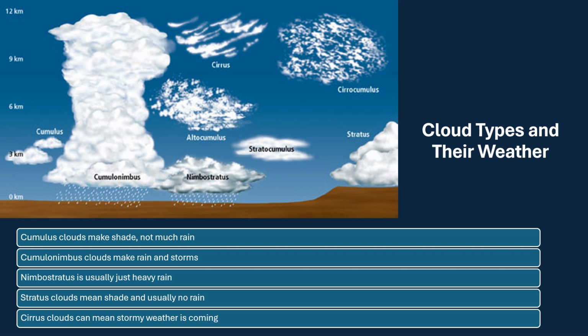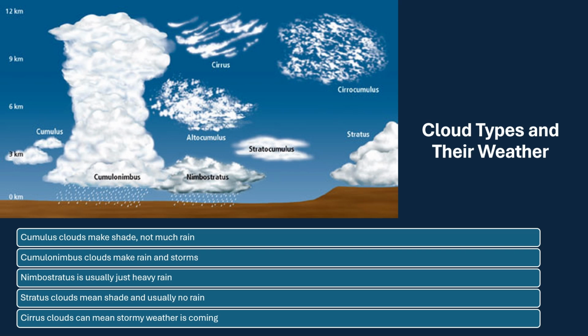So now we can talk about the clouds. Different clouds have different heights, as you can see on this graph. The really white fluffy clouds that you can see shapes in are cumulus clouds, and they make pretty good shade but not very much rain. They're not really what I would consider heavy clouds. The next one is cumulonimbus clouds. Those are the really tall anvil shaped clouds. Those bring rain and storms.